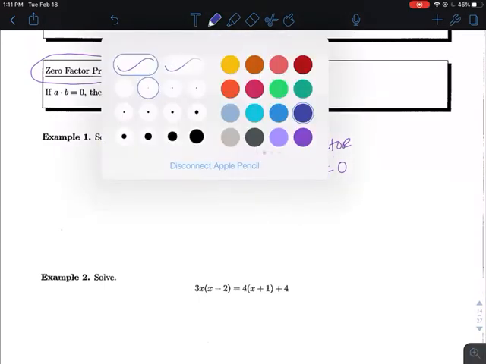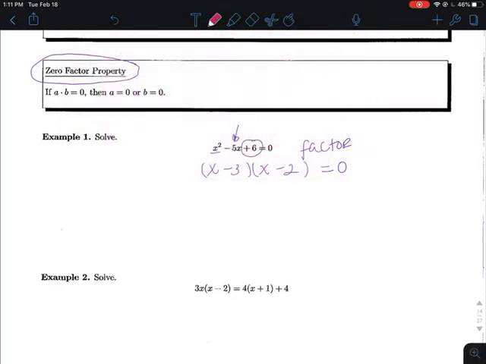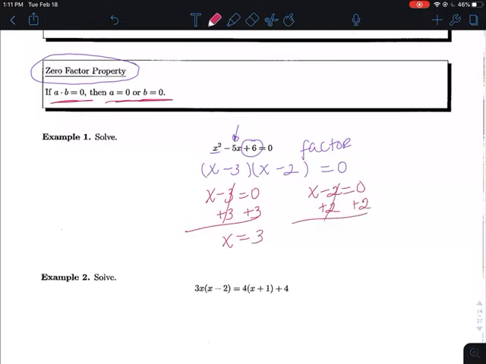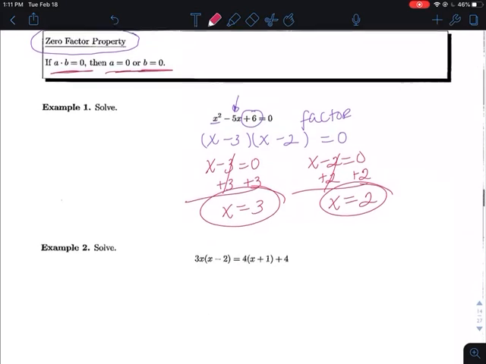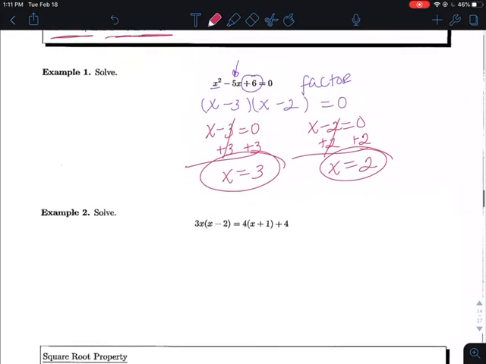To solve and get the final answer, we take both parentheses, or both factors, and set each equal to 0. That's what the zero factor property is stating above. To finish this problem off, I'm going to add 3 to both sides. X equals 3. Add 2 to both sides here, and x equals 2. So those are your two final answers. Again, quadratic, x squared, 2 answers.